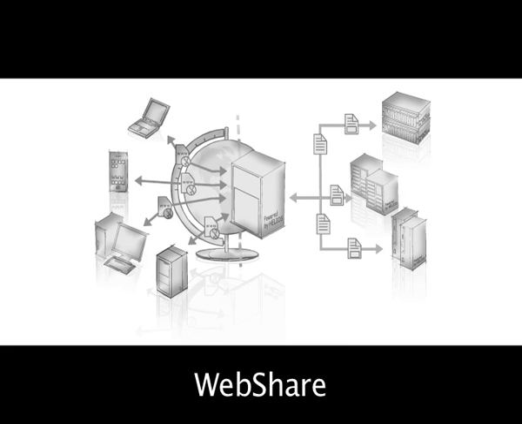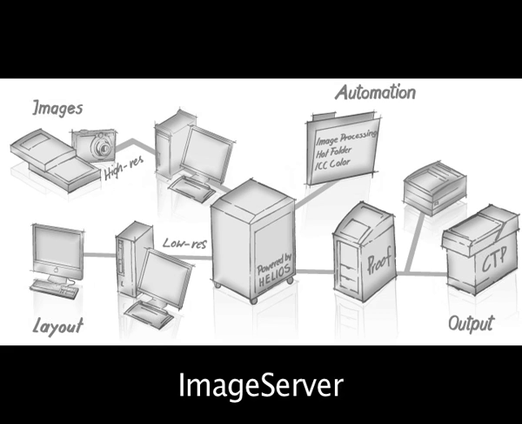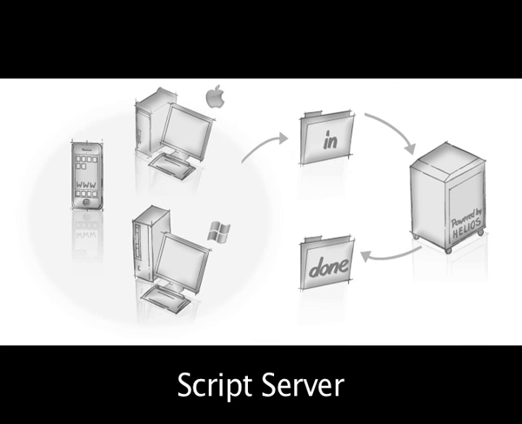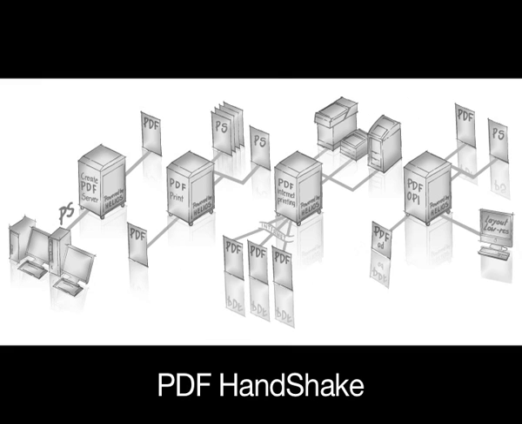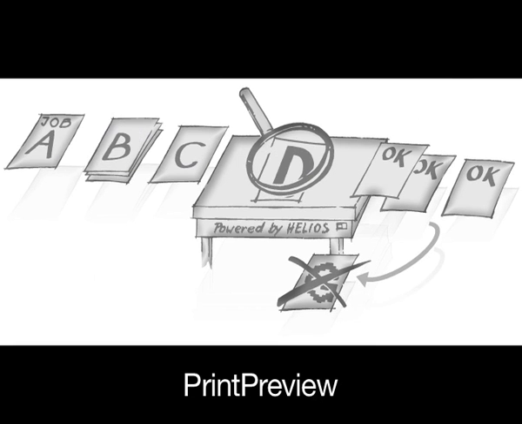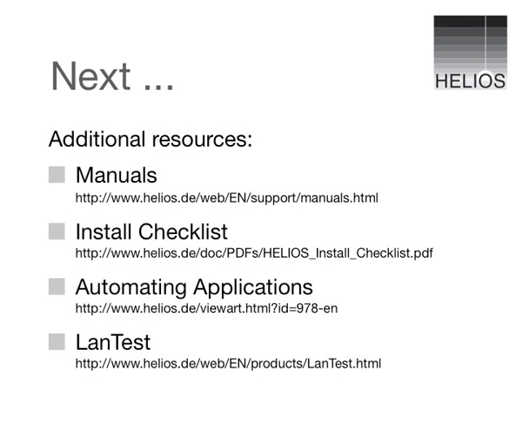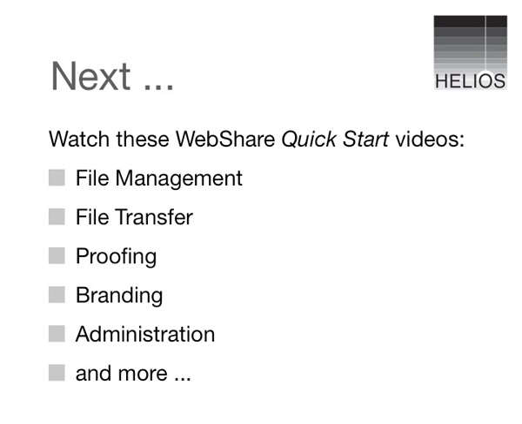Congratulations! You just installed a sophisticated, high-performance, cross-platform print server with advanced image processing, PDF production, workflow automation, and proofing capabilities. The HELIOS website contains extensive product and support information. Here are some links for some of the resources already mentioned. That's how you do it. See the other HELIOS Quick Start guides to learn more about using HELIOS solutions, including proofing and HELIOS WebShare.